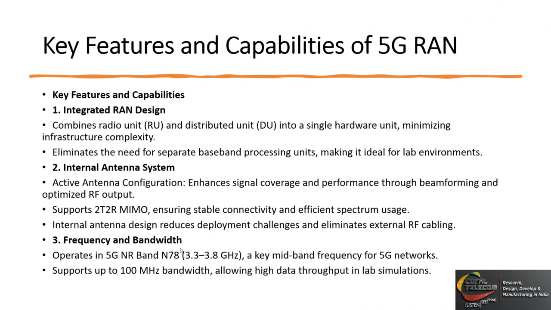Then this is frequency and bandwidth. So in the lab, 5G NR is operating on the NR band n78, 3.3 to 3.8 gigahertz, a key mid-band frequency commonly used for 5G networks. It supports up to 100 megahertz bandwidth, allowing high data throughput in the lab simulation.